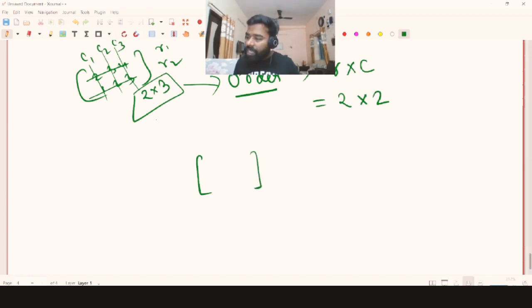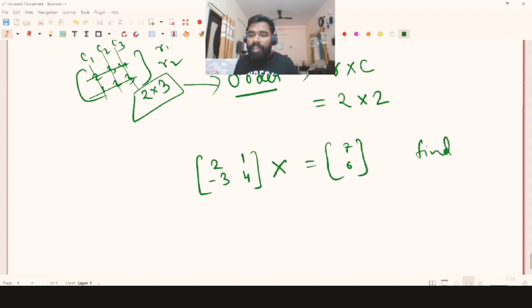So one question is there, that is [2 1; -3 4], and you have one x over here, and then you have [7; 6]. The question is saying find x and also the order of x. So this comes for a 3 to 4 mark question, but it's simple.